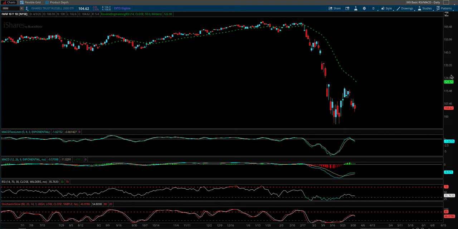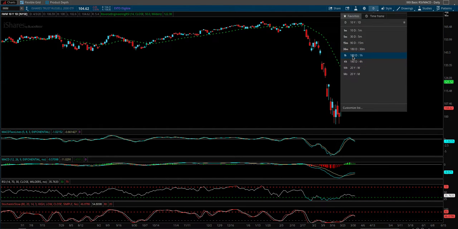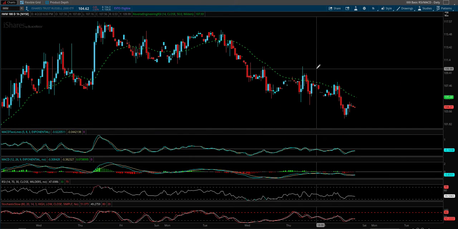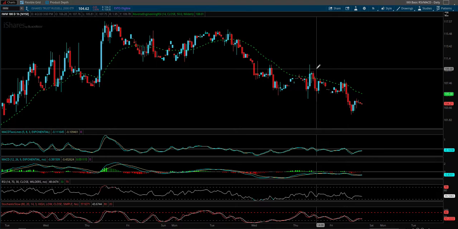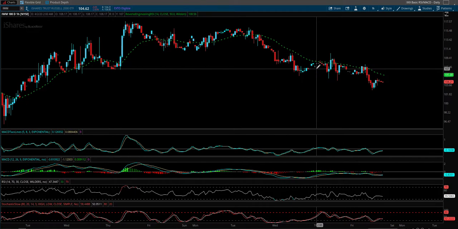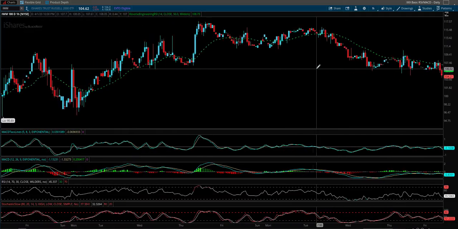So why don't we start with IWM. Let me go down to, let's say, an hour chart. And let's see if we can find some divergences here. I'm doing this right off the bat, no pre-designed plan. And let's see what we can find here.